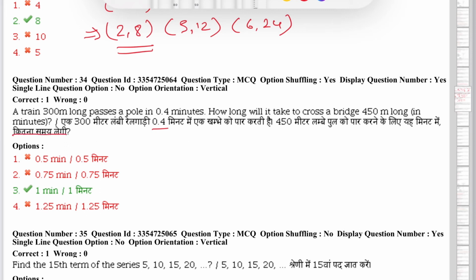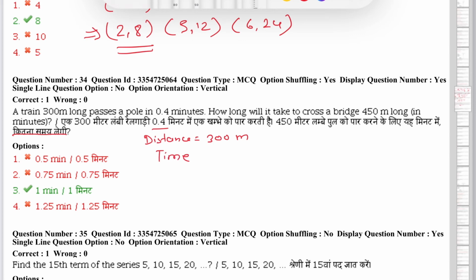Okay, I hope you have understood the question. So what you have to do first: when any train passes a pole or a standing man, the distance becomes the length of the train. So the distance here will be considered as 300 meter, and time is given as 0.4 minute.